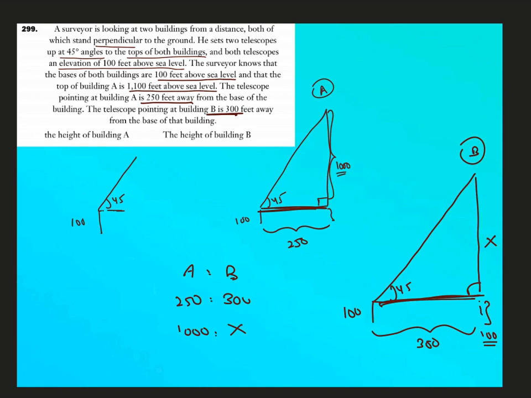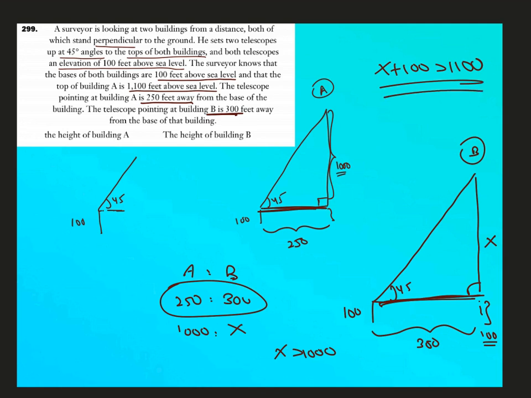So if I find x, I can find the height. I do not need to compute for x. I just need to compare it to the height of A. Now, since this ratio is more than 1, I know for sure x has to be more than 1000. So if x is more than 1000, x plus 100, which is the height, has to be more than 1100. Once I know this for sure, I can state the answer as B. Because quantity B is the height of building B, which we know is more than the height of building A. Right. So just represent this information on a diagram. Realize these are similar figures. Compare the ratios and you should get the answer.